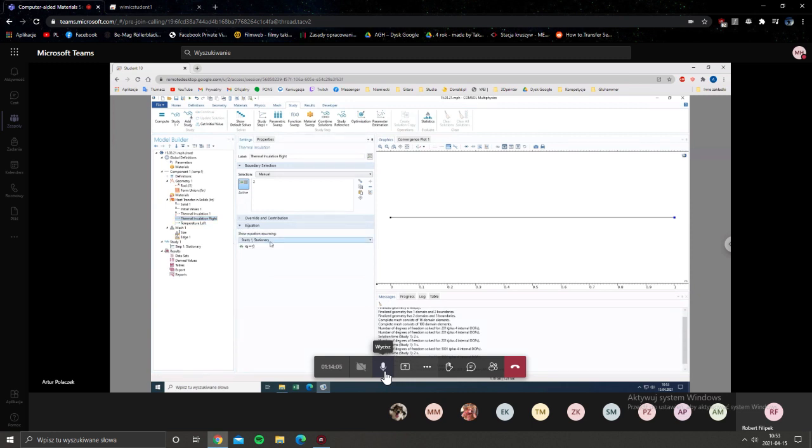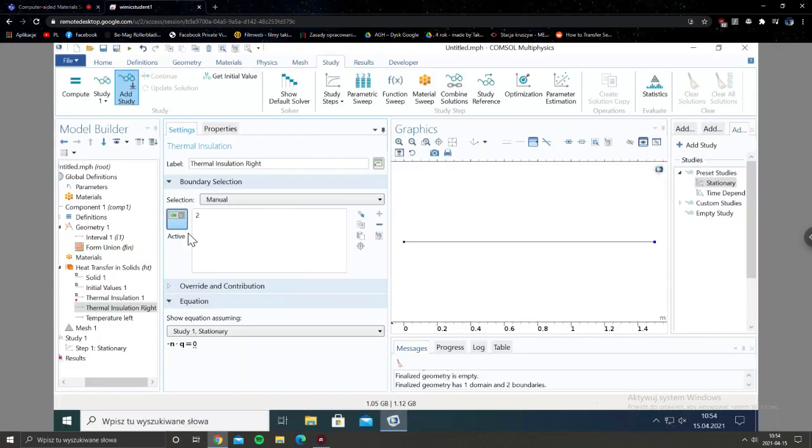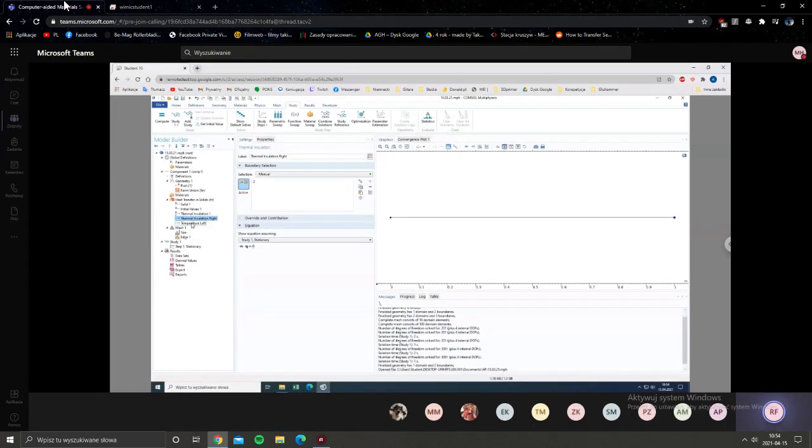We didn't change it. Thermal isolation means that the temperature gradient is 0, or the flux is 0. So in such a case, it is just this expression. So we do not need to change it.